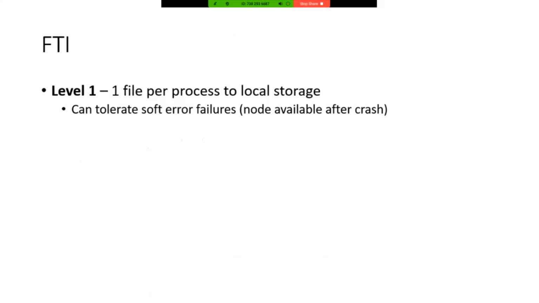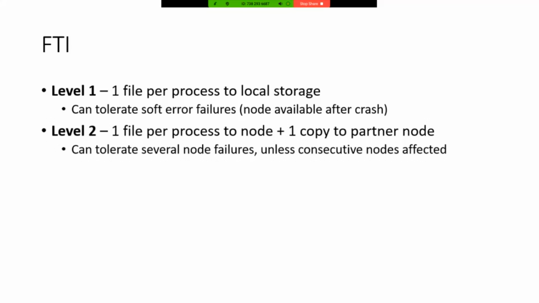But more detailed, what is level 1 checkpoint? A local checkpoint is a checkpoint that uses the storage device that is available on the node. This can be dynamic memory, this can be non-volatile memory, or SSDs. And this level can tolerate soft error failures. So when the node really crashes and is not responsive anymore, we cannot recover from that level. However, when we have a failure of the application due to some numerical error and the node is still up, we can recover from that.